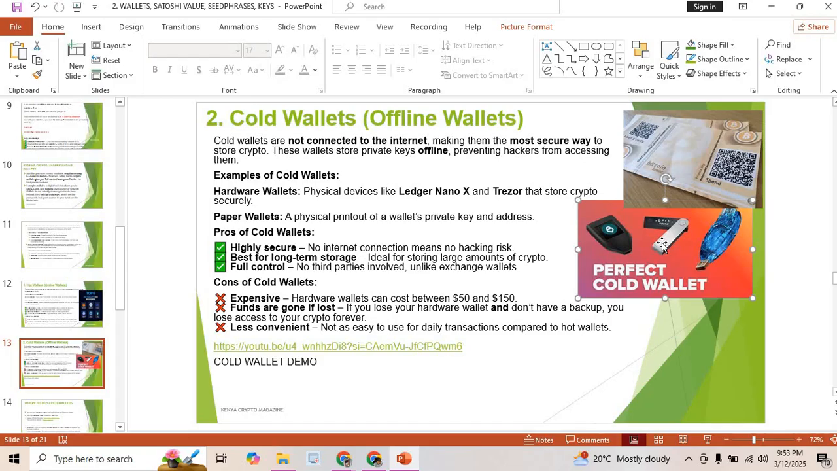Then it's less convenient, not as easy to use for daily transactions compared to a hot wallet. So this is basically for coins that you're planning to keep long term. So you buy, throw them there in the cold wallet and literally forget about them.